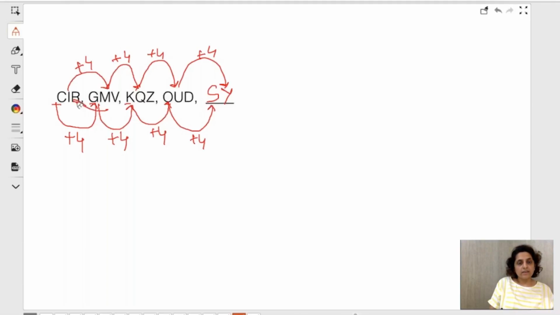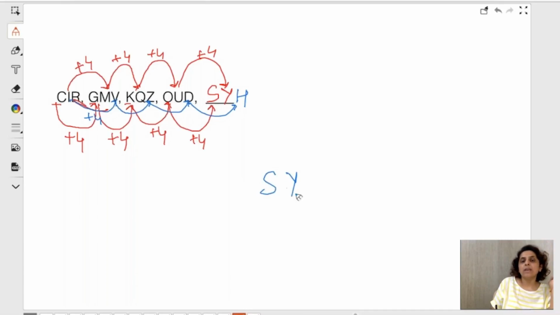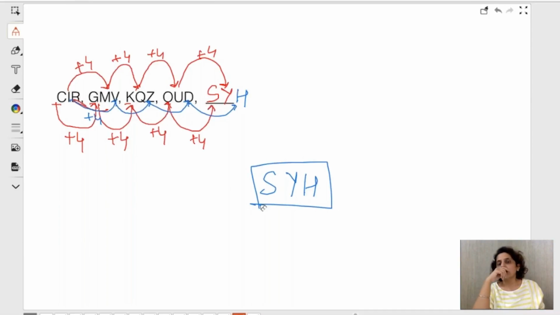Let me use another color for this. So after R, what do we have? We have V. R, S, T, U, V. Again, it's the +4 thing. U, V. Then W, X, Y, and then we are writing Z here. So again +4. Then Z, A, B, C, D. Then again E, F, G, and then we'll write H. So the answer to this one will be S, Y, and H. So then the second one, then the third one, and crack this one.